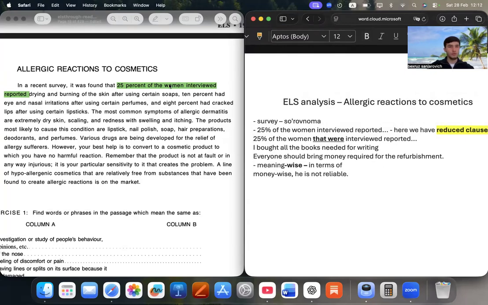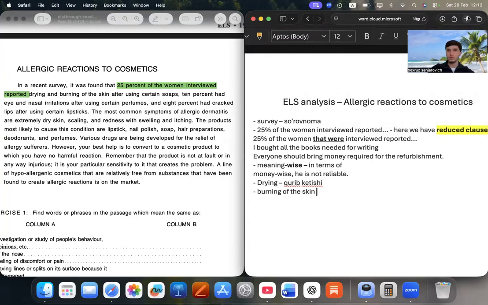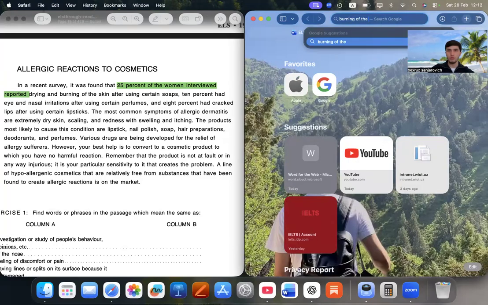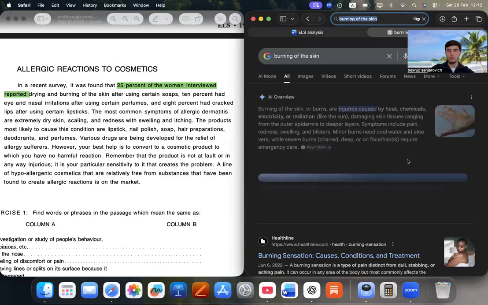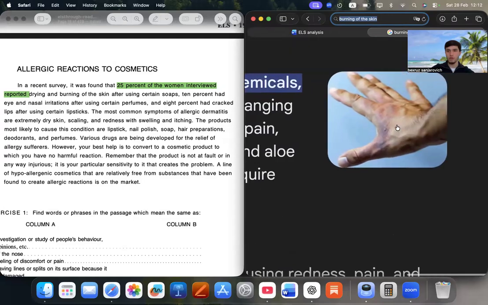So, 25% of the women interviewed reported drying and burning of the skin. Drying of the skin, degani, drying of the skin, terining qurib ketishi. And burning of the skin. I'll show you an example. Burning of the skin. This is burning of the skin, okay?